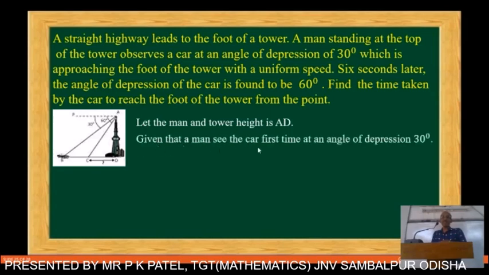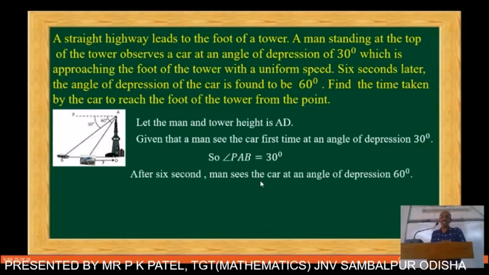Given that a man sees the car the first time at an angle of depression 30 degrees, so angle PAB equals 30 degrees. This is the car position, first position. After 6 seconds, the car moves from this point to this point. So after 6 seconds, the man sees the car at an angle of depression 60 degrees. That means angle PAC is 60 degrees. Okay, so this is the diagram.